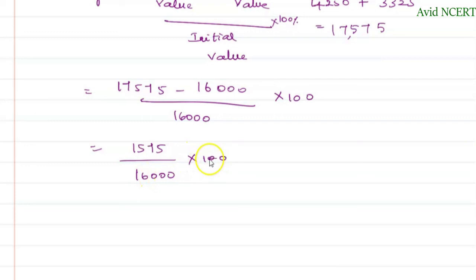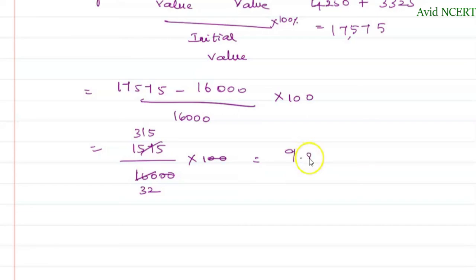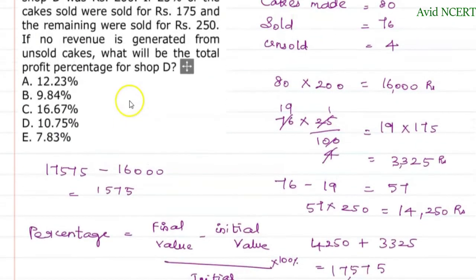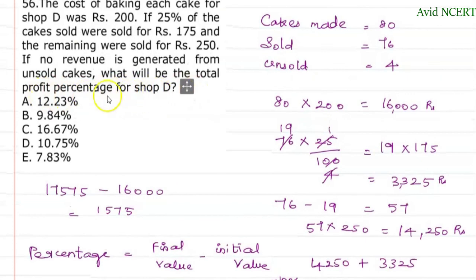So simplifying this, 0, 0 gets cancelled and 5, 3 times is 15, 16, 5, 2 times is 10, 5, 3 times is 15, 5, 1 times is 5, 6, 7, 5, 5 times is 25. You can use any method to simplify this. So when we divide this, 315 divided by 32, the answer will be 9.84%. So the total profit percentage for shop D is 9.84.